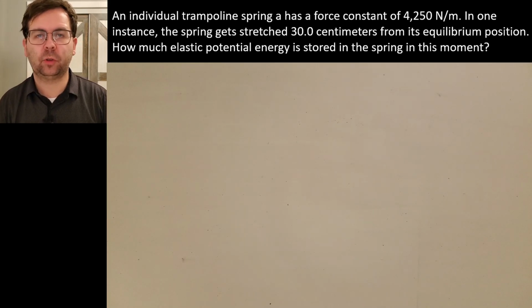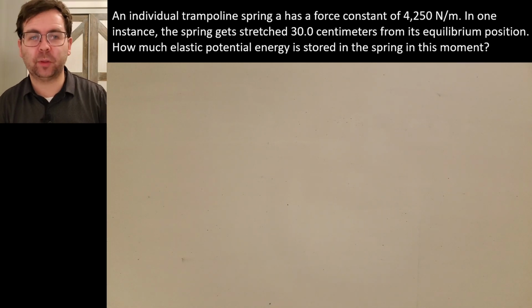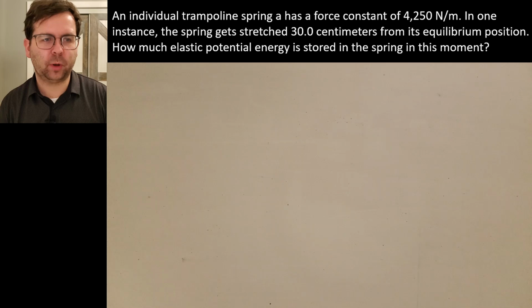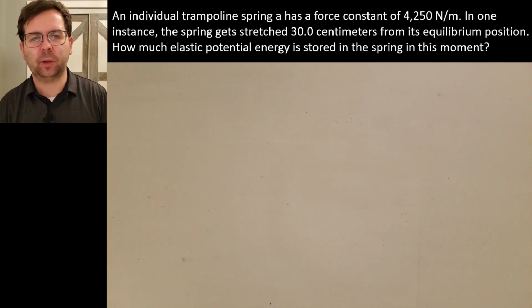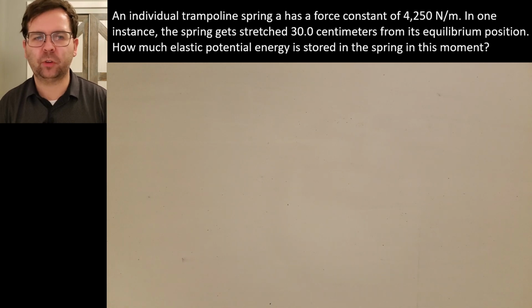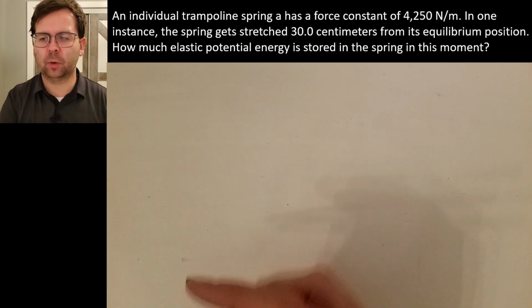In this video, I want to show you how to solve a problem involving elastic potential energy. So we have an individual trampoline spring that has a force constant of 4,250 newtons per meter. A force constant is the same thing as a spring constant. In one instance, the spring gets stretched 30.0 centimeters from its equilibrium position. How much elastic potential energy is stored in the spring in this moment?